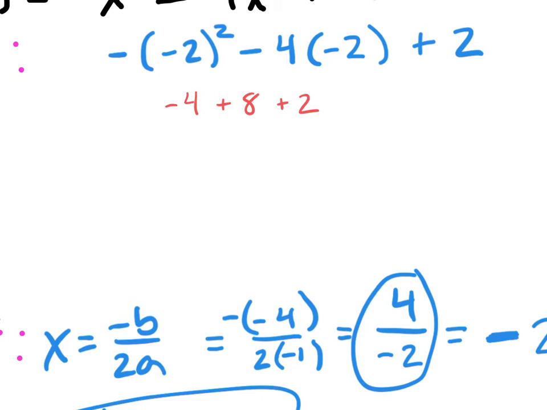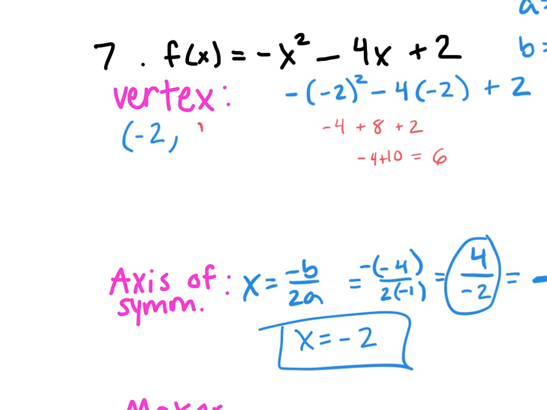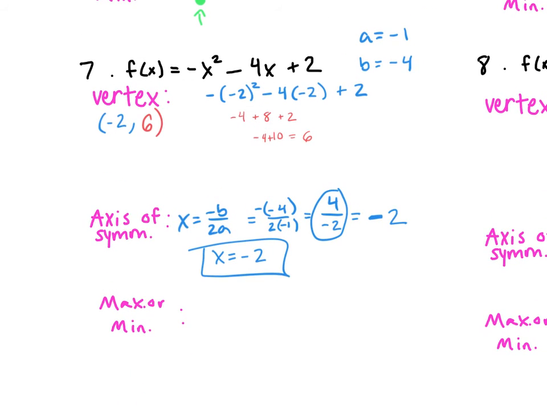I just did 8 plus 2. Well, what's 8 plus 2? 10. And then what's 10 minus 4? 6. Good job. You can do it whatever way you want, as long as you're adding and subtracting all of them, you can do it in whatever order because it's the same step. So our vertex is negative 2, 6.